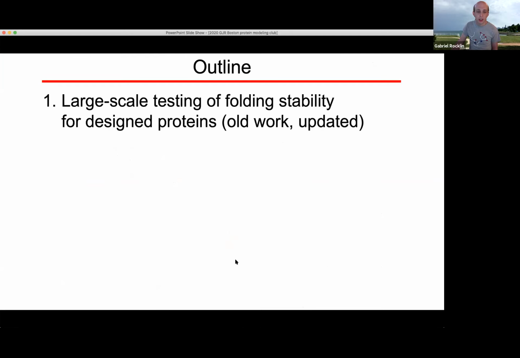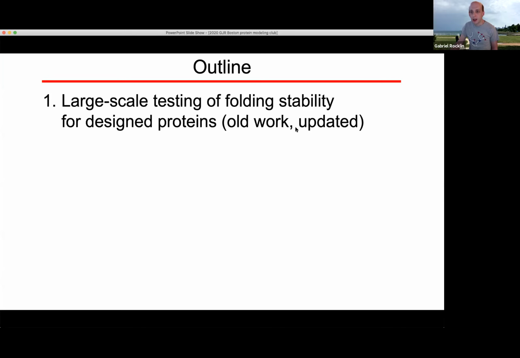So I'm going to tell you two short stories that are both basically still work in progress. The first is about using a high throughput experiment to measure folding stability of designs. And this is where the why designs fail part of the talk comes in. I labeled this old work because it builds on work that I did a few years ago and has already been published, but there's actually significantly new stuff in this area that I'm going to show. So it's like a big update of new stuff in that area.